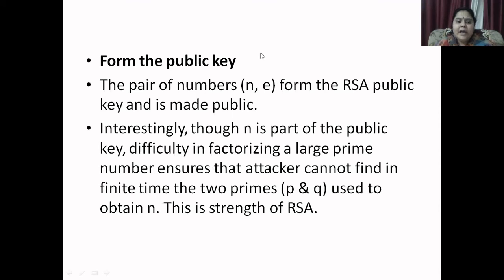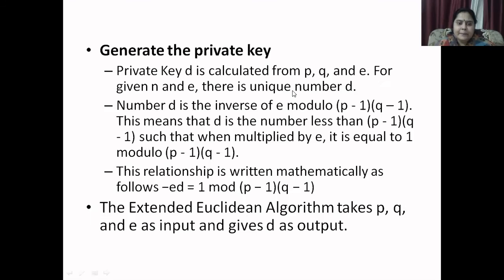Form the public key. The pair of numbers (N, E) forms the RSA public key and is made public. Interestingly, though N is part of the public key, the difficulty in factorizing a large number ensures that attackers cannot find in finite time the two primes P and Q used to obtain N. This is the strength of RSA. Next, how to generate the private key?